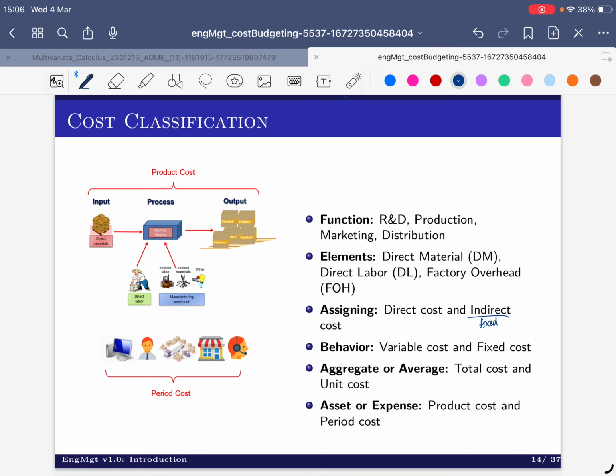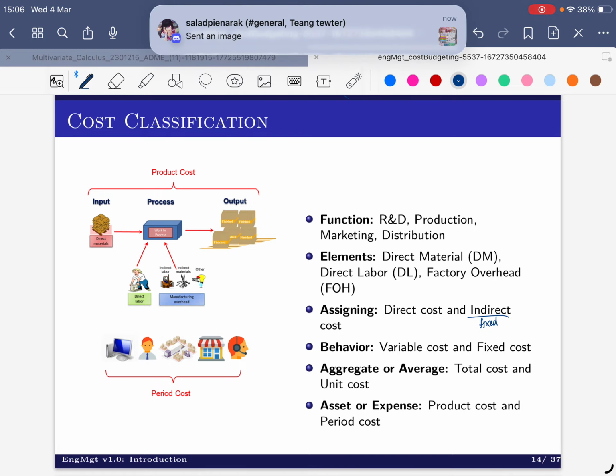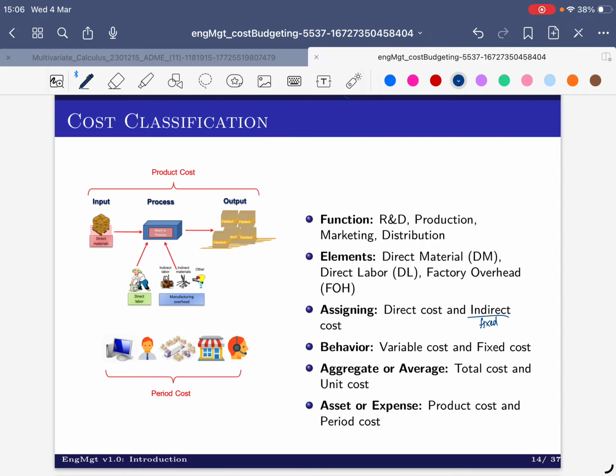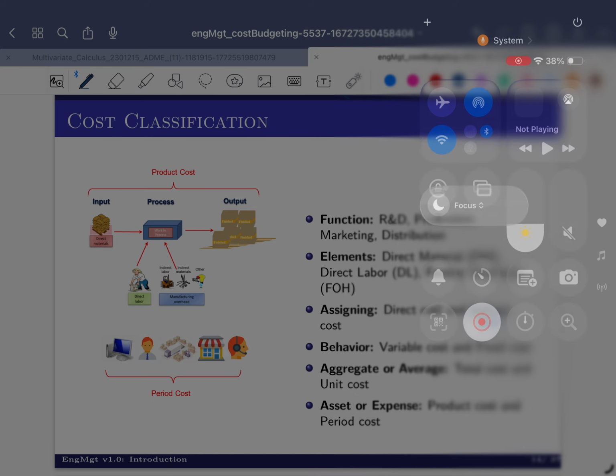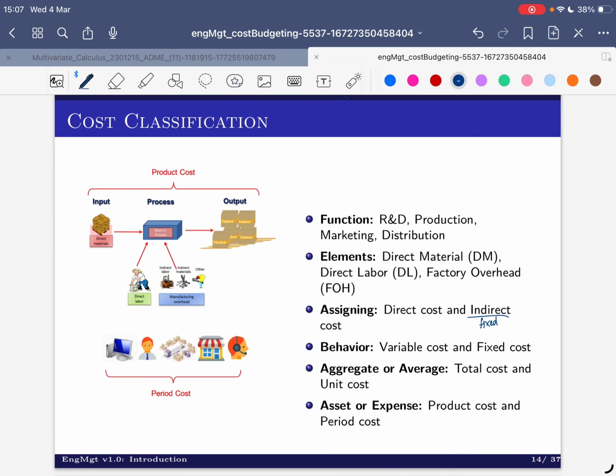Another thing that may relate to your product happens in headquarters. For example, you may have personnel, marketing, sales, finance, support, store, or even sometimes ERP, transportation. In order to get products, this is what we call product cost. And anything else we consider to be period cost.